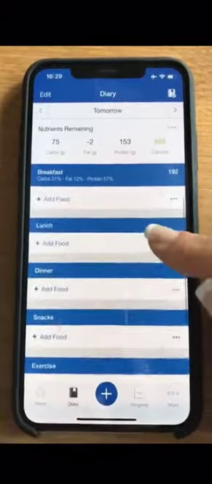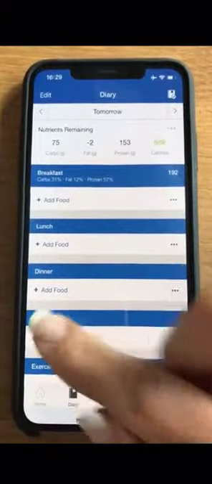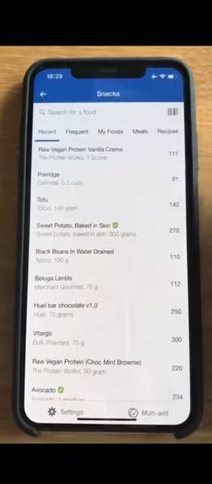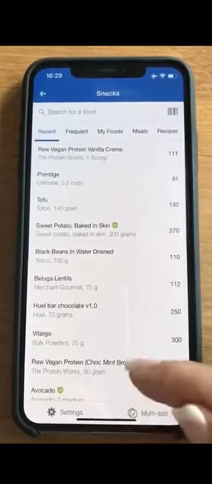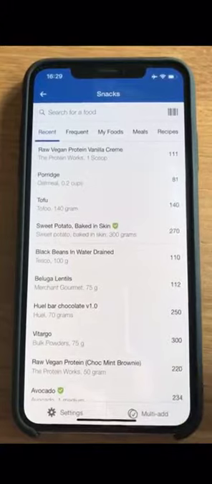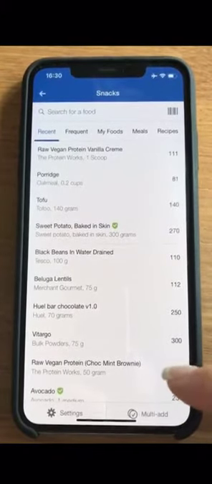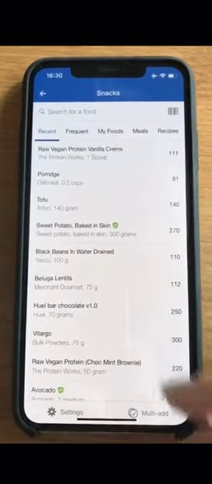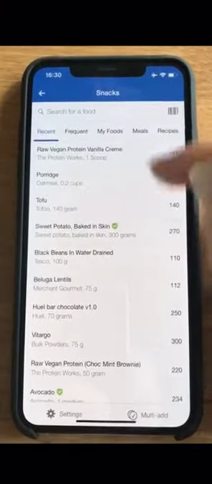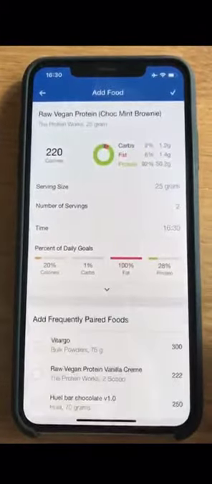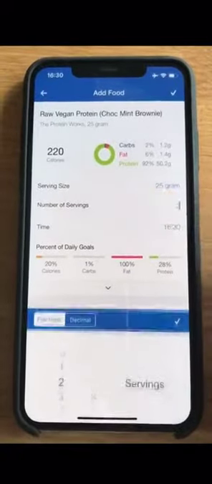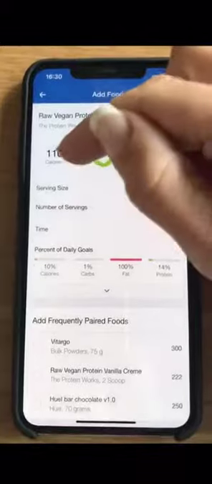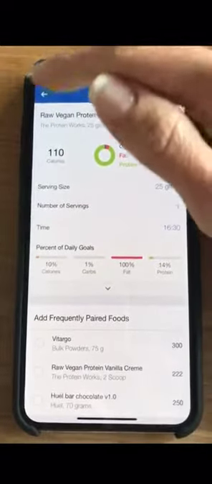So then you say, right, okay, well, what about snacks? Well, I definitely know that after the gym, I'm going to have my protein shake. Now, I normally like this one here, okay? Raw vegan chocolate brownie. This is my favorite protein powder from the Protein Works. However, it's higher in calories than the raw vegan cream one. Now, you can see here, I've actually got 2 scoops in. So if I change this to 1 serving, then you can see it's got 110 calories in 1 serving, okay?